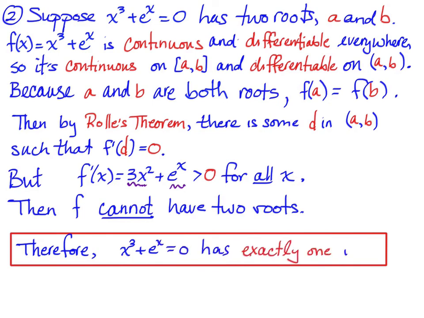All right, so we used the intermediate value theorem from back in chapter 2, something we've used before, and we've used this new theorem called Rolle's theorem to show that an equation has exactly one root.